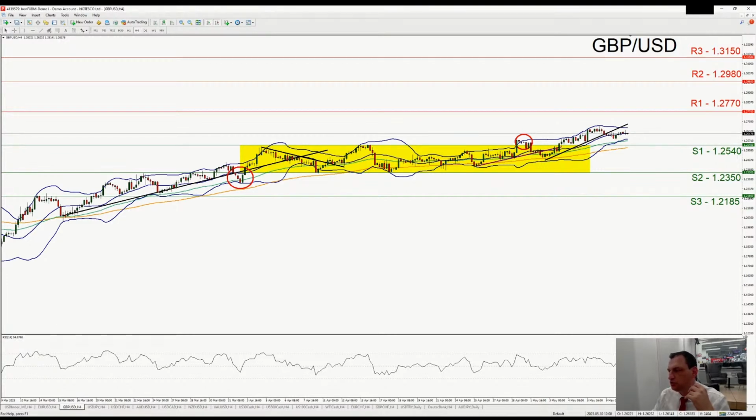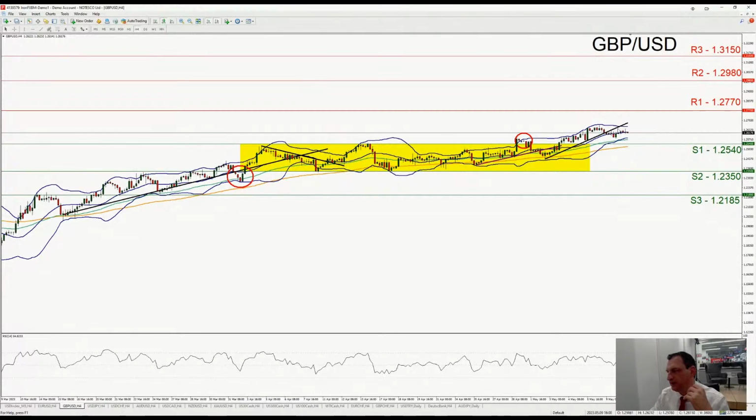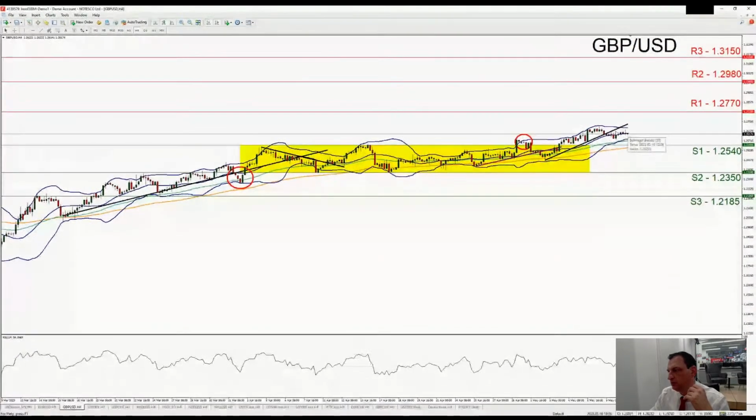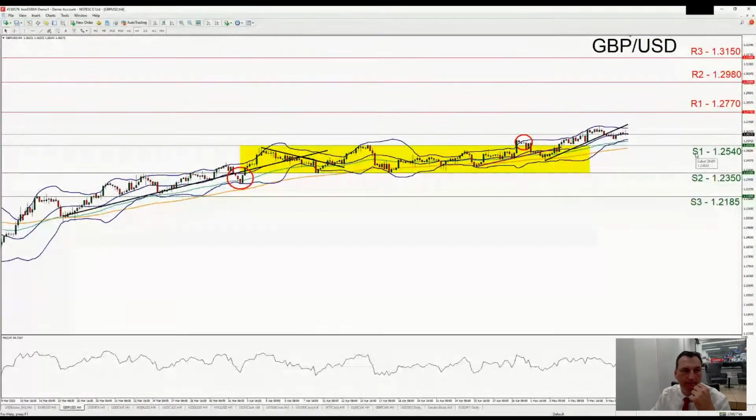Should the sideways motion continue, I would be highlighting exactly the tight range-bound movement of the pair, as it remains between the R1 1.2770 and the S1 1.2540.